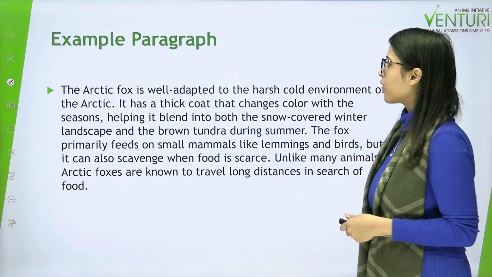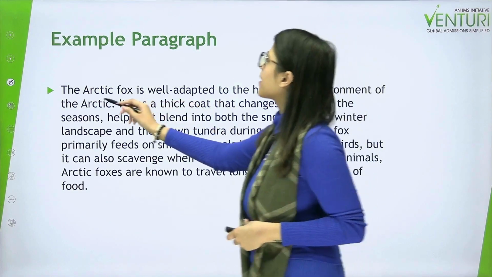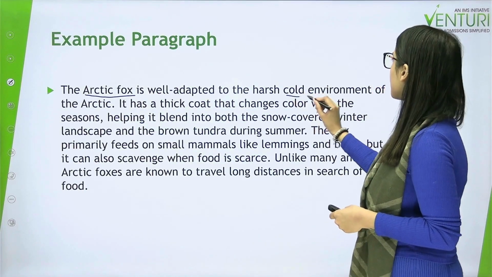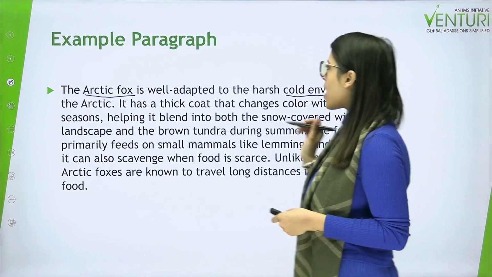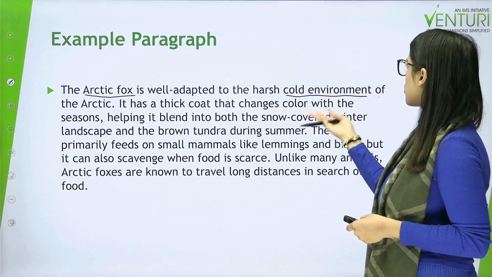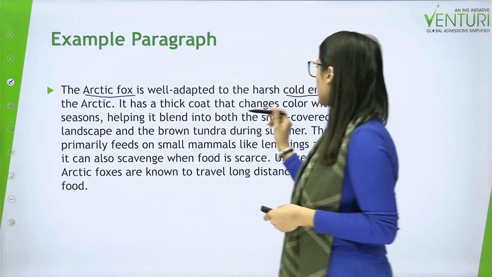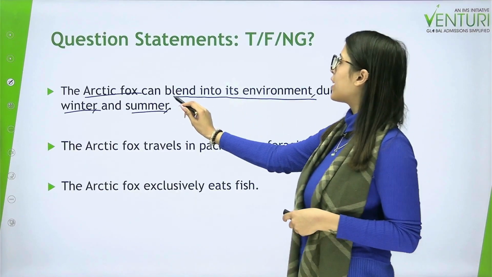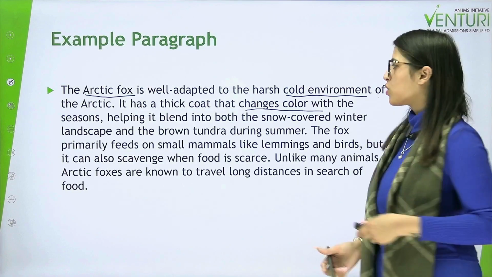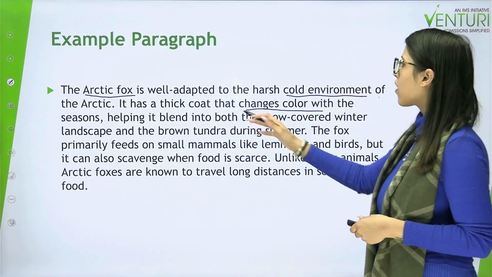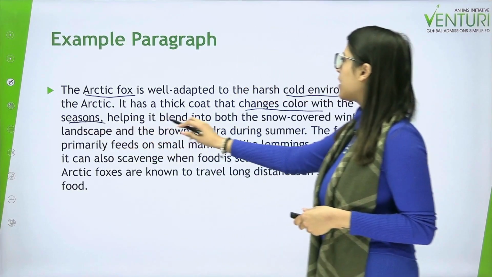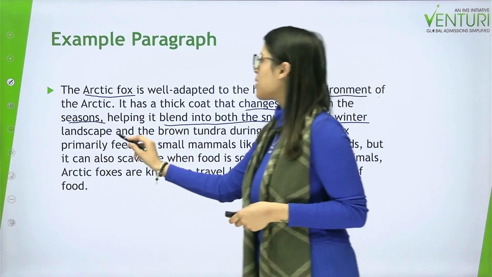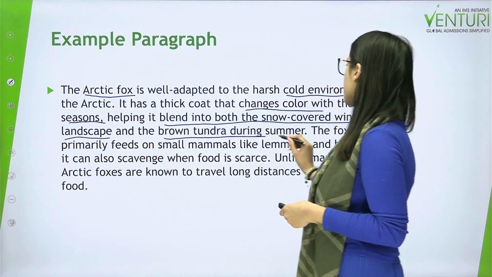So let's now come back to our paragraph. So here I can see in the first line that the Arctic fox is mentioned. Now I will try to also see the words for environment. So here they are telling about the cold environment, right? So let's go on and let's move further. It is a thick coat that changes color. Now here they are talking about color, right? So in the question statement also they are talking about something like blending in. So we would be more focused on this particular thing. Now they're also talking about seasons. Now read here, helping it blend into both the snow-covered winter landscape and the brown tundra during summer.